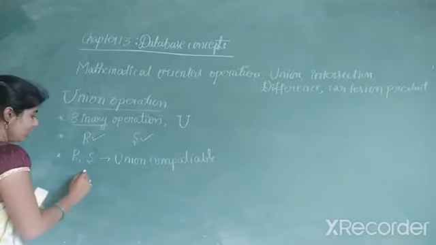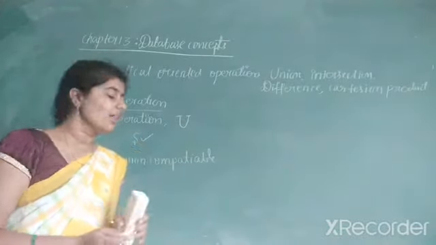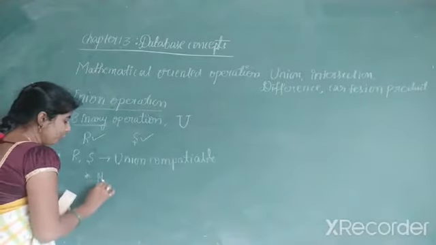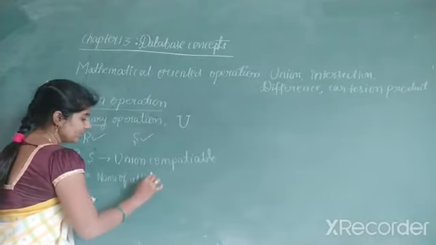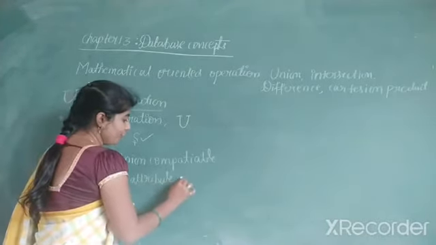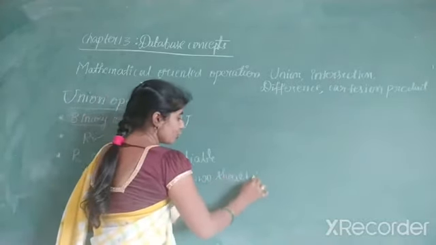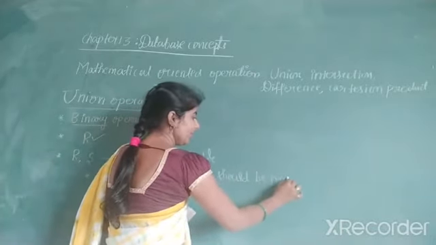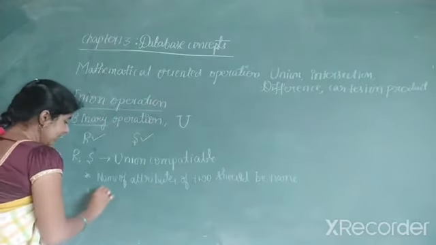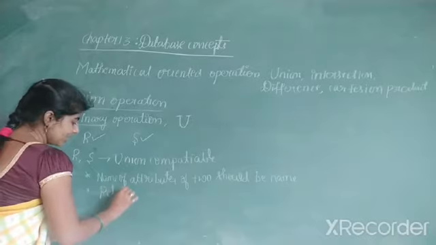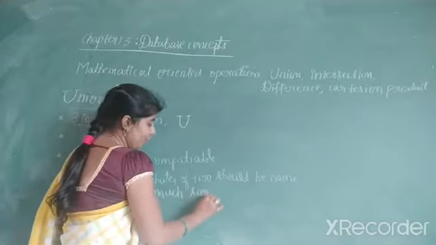And when you consider the union compatible concept, we are going to discuss three rules here. The first one is, the name of the attributes of two relations should be the same. And the next one is, the relations must have the same number of attributes.